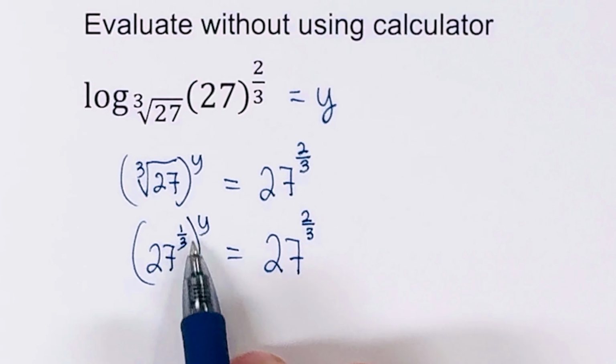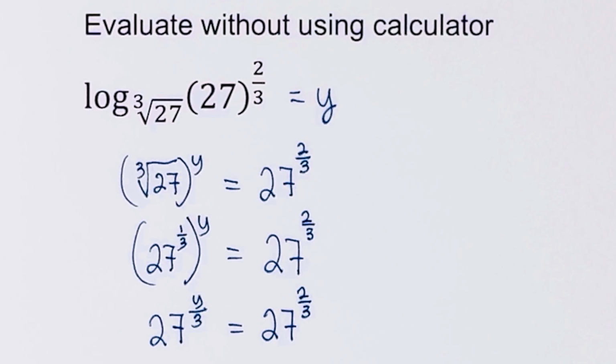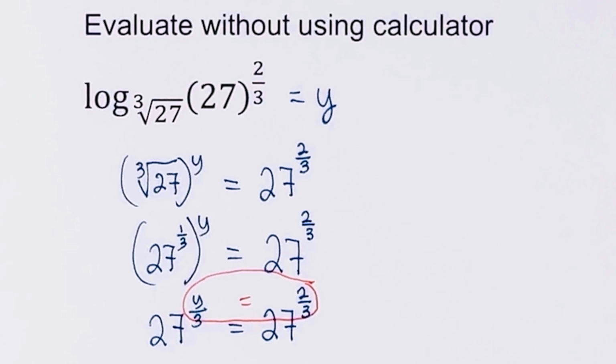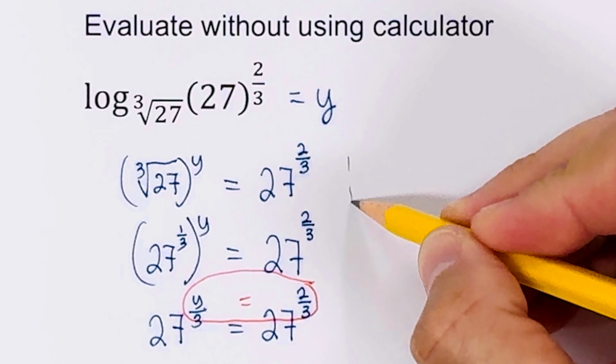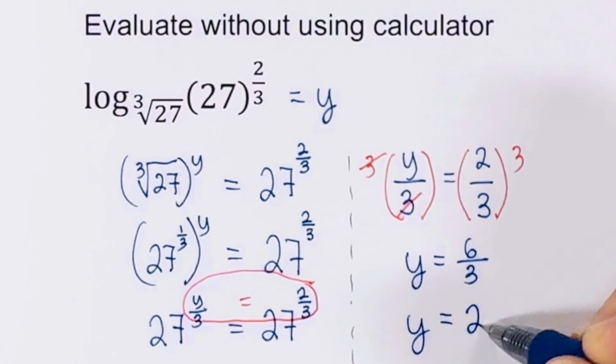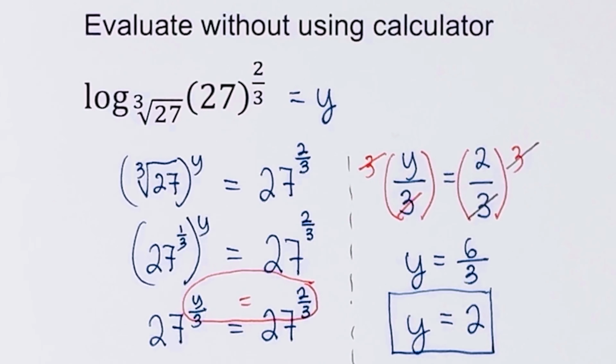Now, this expression can be simplified as, now notice that their bases are the same, so that we can go ahead and say that their exponents are also equal, so that I can go ahead and show the work to solve for y on the side here. So the value for this whole expression is 2. So that is how we evaluate a logarithmic expression without using a calculator.